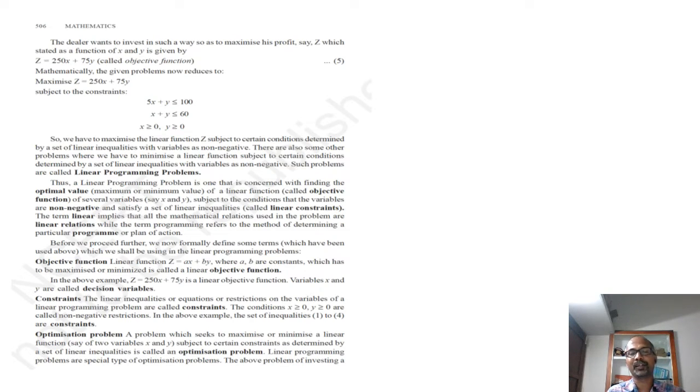Now you have written constraints, 4 constraints we have. What are the 4 constraints? 5x plus y less than or equal to 100, x plus y less than or equal to 60. So this is one constraint, this is another constraint, and these are 2 more constraints. So 4 constraints, 4 limitations we have. With all these 4 limitations, what are the values of x and y? Or, satisfying all these limitations, how can you find out the values of x and y?